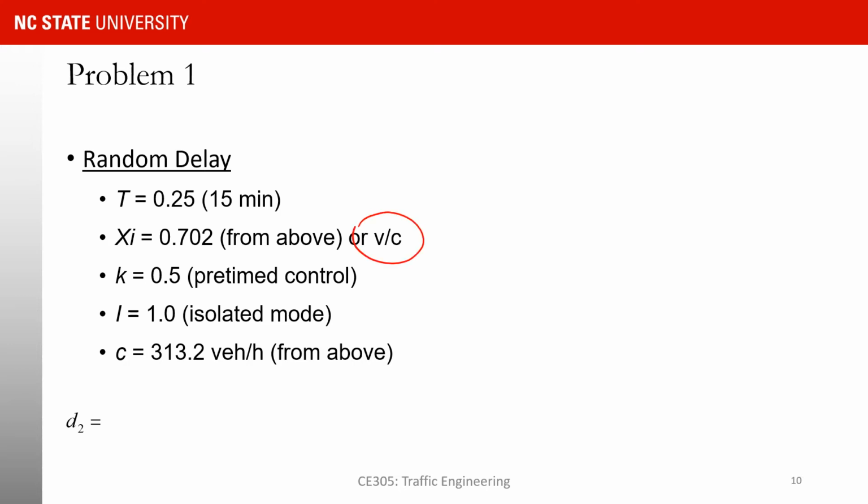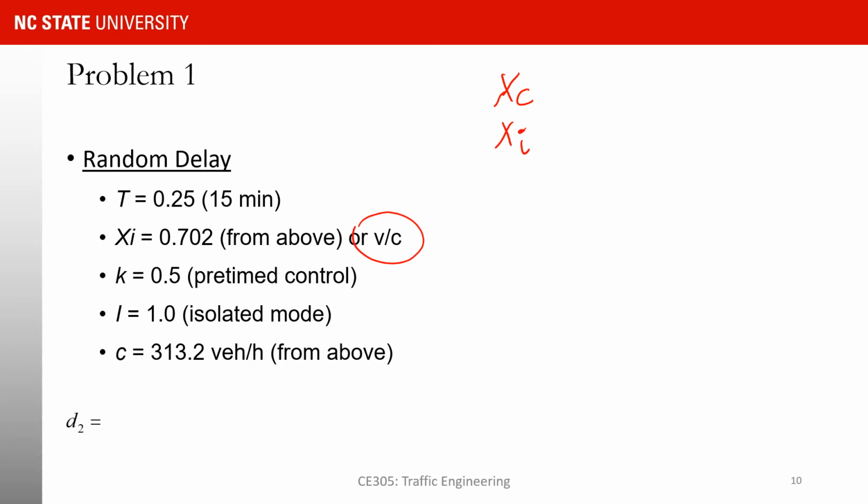X sub C is the same V over C. X sub I. And it's good that I made that mistake. So you want to make sure that X sub C and X sub I are two different things. X sub C is the slack value that we come up for the intersection. X sub I is V over C for each lane group. So X sub I is going to be V over C for left turn on eastbound. So it's 0.702. K is 0.5 because it's a pre-timed control.